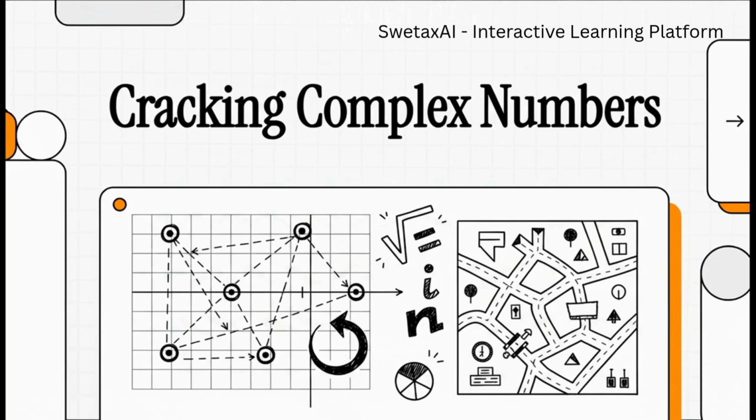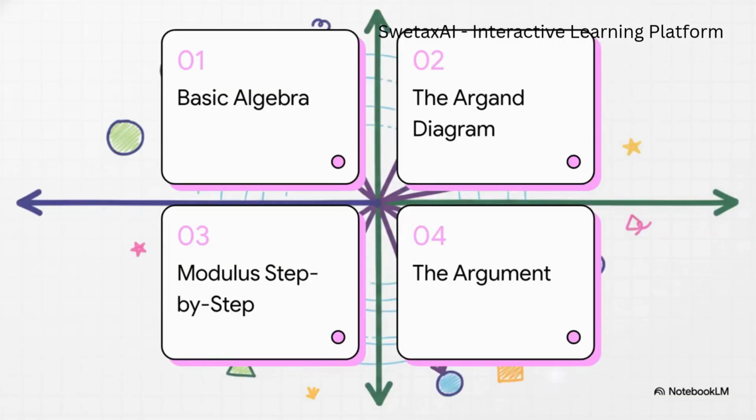Let's get started. Here is our agenda for today's visual journey. First, we'll meet the complex number. Second, we'll visualize the Argand diagram. Third, we'll calculate the modulus step by step. And finally, we'll understand the argument.